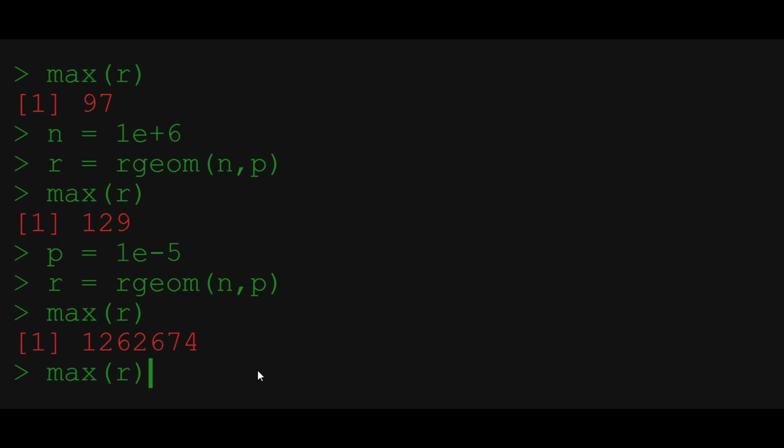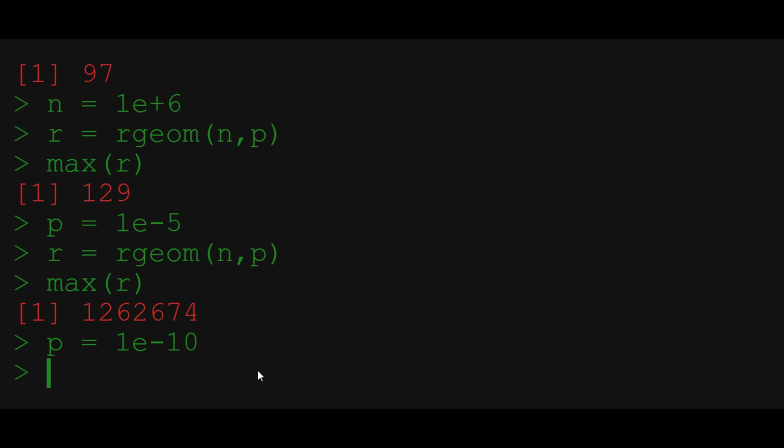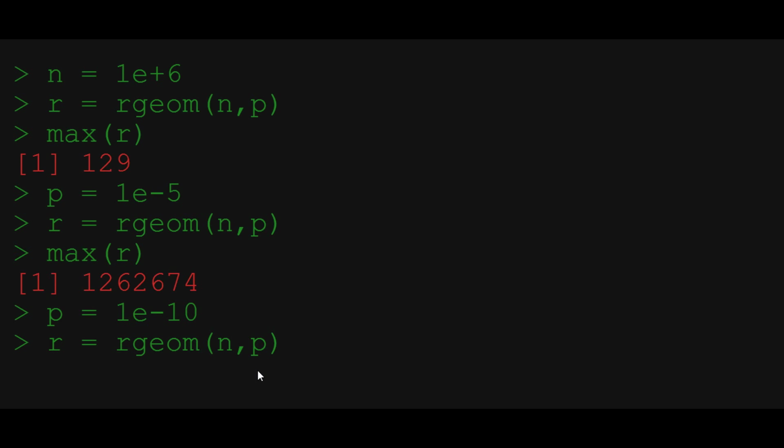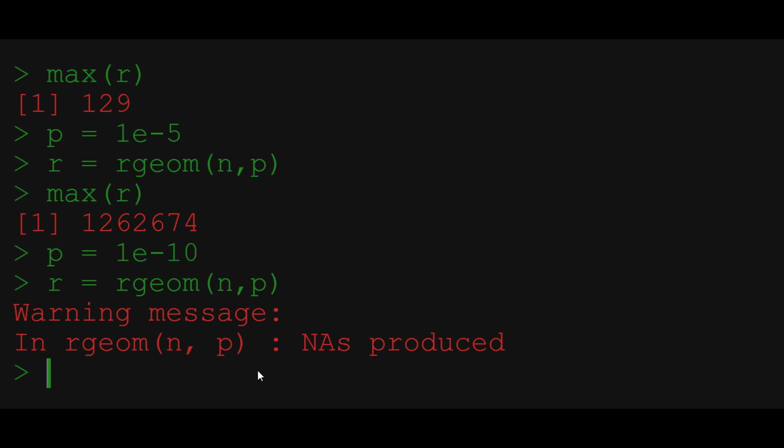Let p be equal to 10 to the power minus 10. And what's that? R says that we produce some NAs, not available. Let's look into our vector. Let's take the first 20 observations.